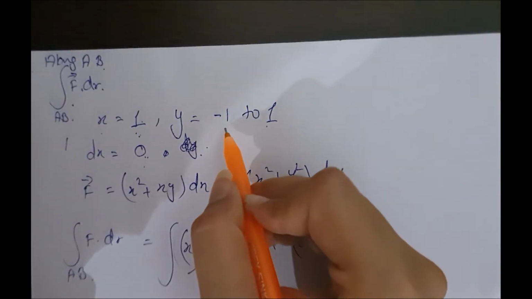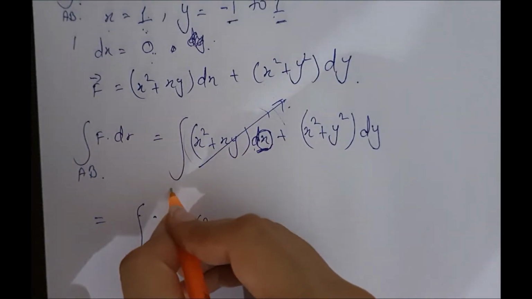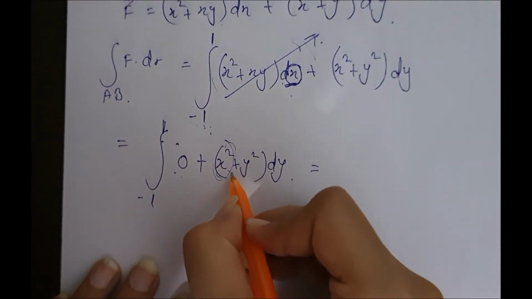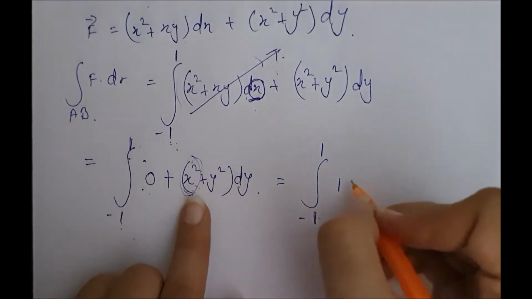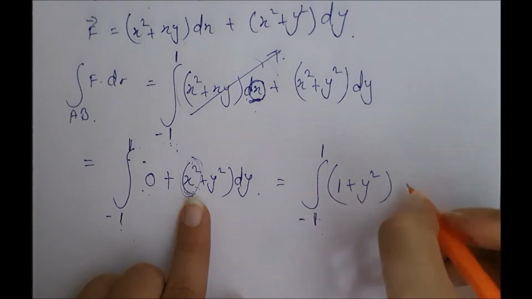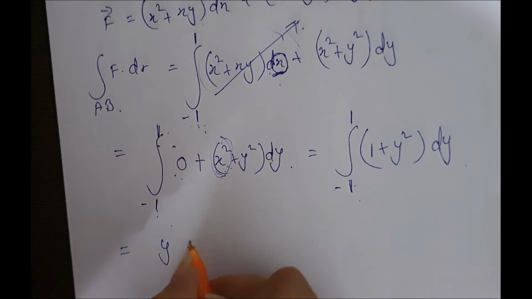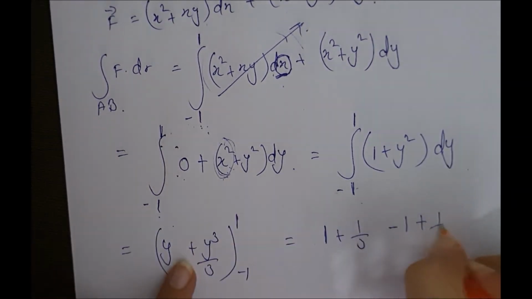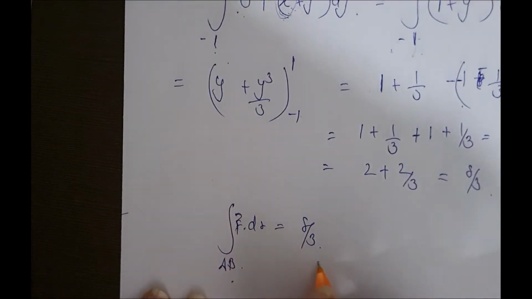Here a very important thing: only y is varying from minus 1 to 1. So we have to integrate it from minus 1 to 1. We have to integrate the line integral along the axis that varies. Here this is the x term, x is 1. So replace it with 1. So 1 in place of x, plus y square, dy. Just integrate it and you will get your answer. This will be y plus y cube by 3 from minus 1 to 1. So the line integral from A to B comes out to be 8 by 3.